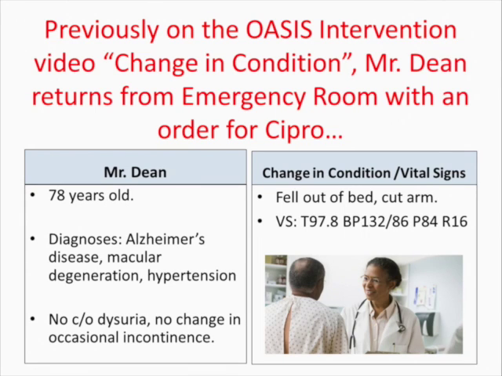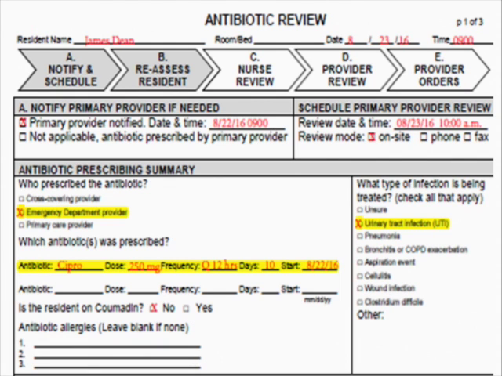On Monday morning, nursing staff called Mr. Dean's primary care provider and informed him of the above. They also scheduled an antibiotic review for Tuesday morning. Shortly before the antibiotic review was scheduled, the nurse reassessed Mr. Dean and completed the antibiotic review form.